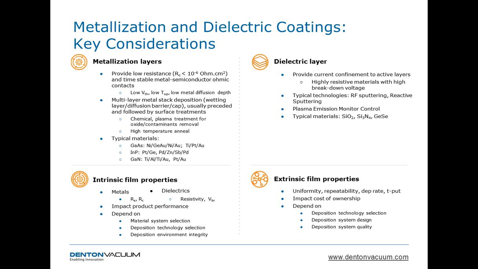Dielectric coatings, on the other hand, provide current confinement to active layers. So their key physical properties are highly resistive materials. They have to be highly resistive and have very high breakdown voltage. Typical technologies used for these layers are RF sputtering and reactive sputtering, while for metallization, we can use sputtering as well, but we can also use evaporation.